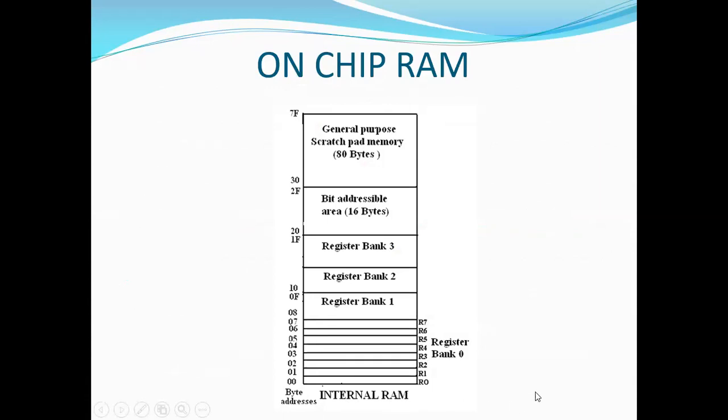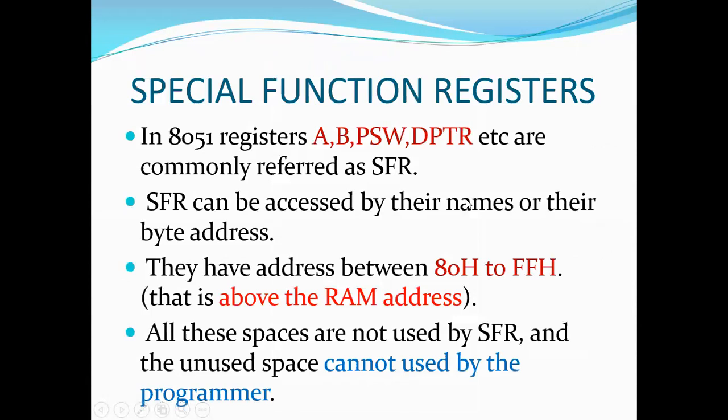This is the internal diagram of RAM. Each register is termed R0, R1. Here, bank 0, bank 1, bank 2, bank 3. The first 32 bytes up to bank 3 is the general purpose area. Then the bit addressable area, 20 to 2F. Next, 30 to 7F is the scratch part area. This is the division of RAM. Then special function registers, which we already discussed.